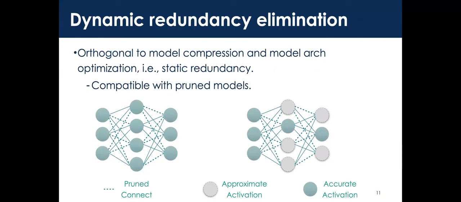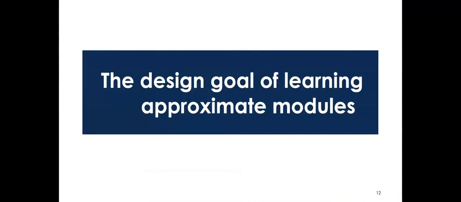While model compression techniques like weight pruning and model architecture optimization have been used to reduce redundant computations, we regard them as static redundancy. We look at dynamic redundancy in activations. As you can see, our approach is orthogonal to model compression, and we have also applied it on pruned models.